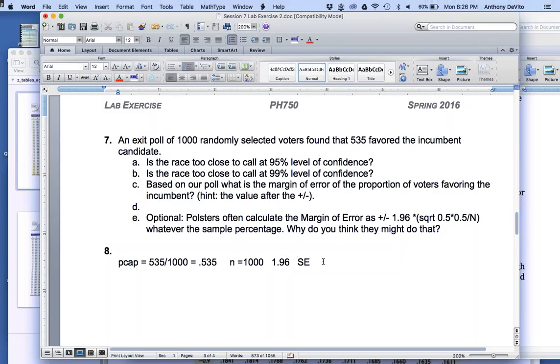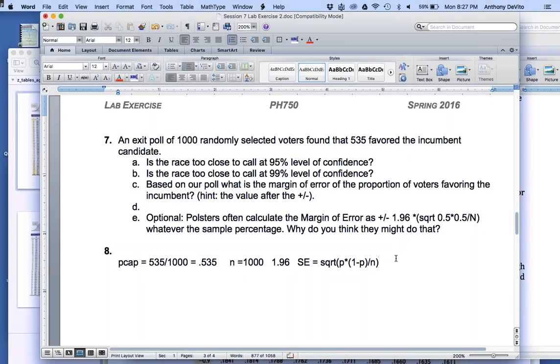Now I need to know what my standard error is. So what's my standard error equal to when I have a proportion? Anybody remember what the formula for that is? It's the square root of P times 1 minus P, divided by N, the square root of that whole thing. A little bit neater, if I could write it on more than one line, it would be P times 1 minus P over N, and take the square root of the whole thing.